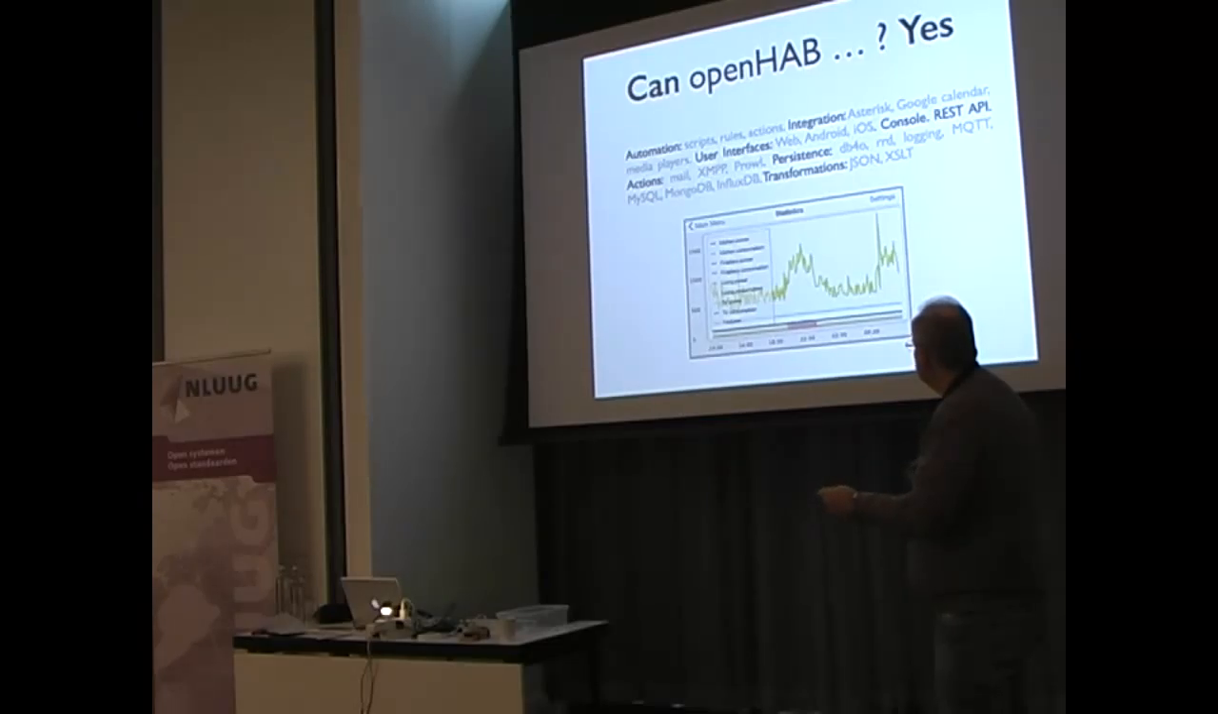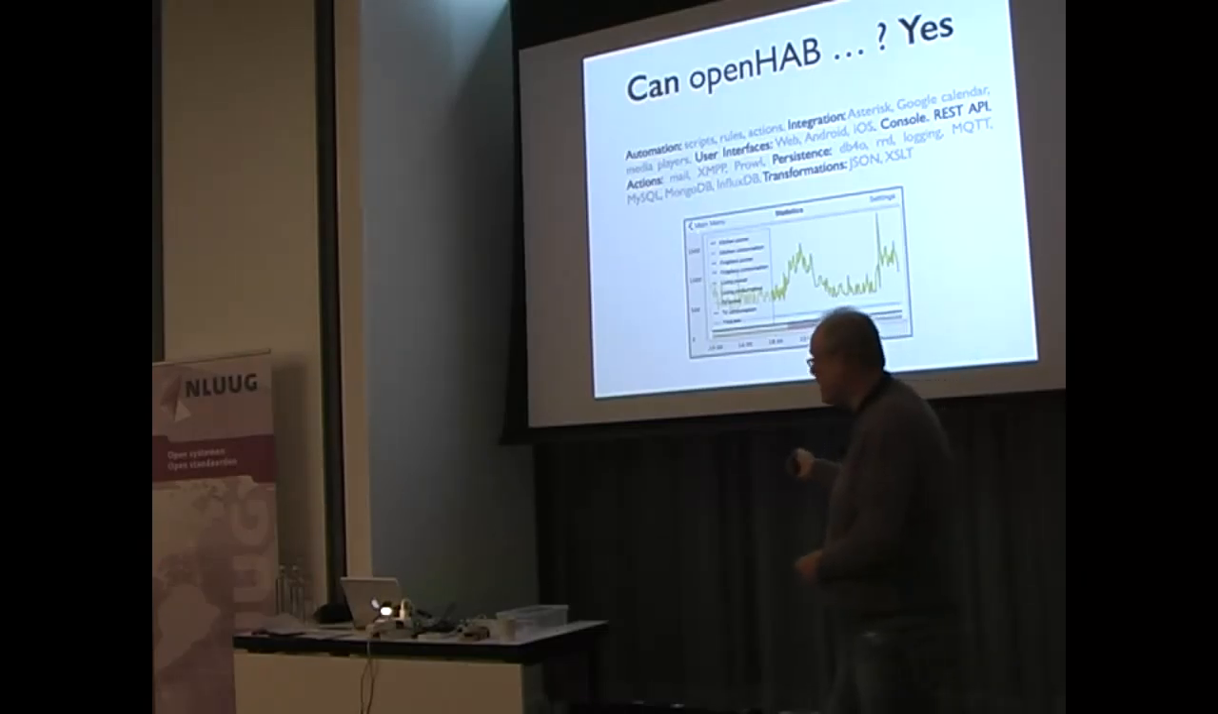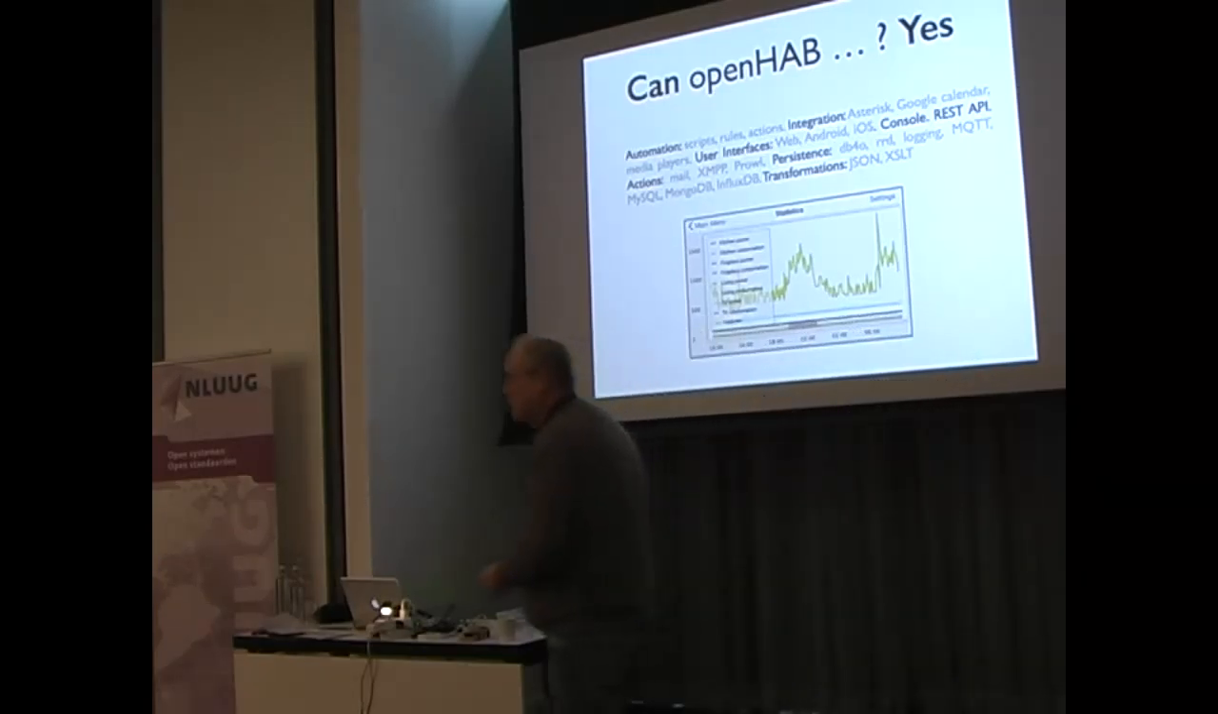This data is consumed every, I think, 5 seconds, and is stored in persistence in, I believe, RRD. And if we put an appropriate item on our sitemap, then the sitemap will actually display these graphs.